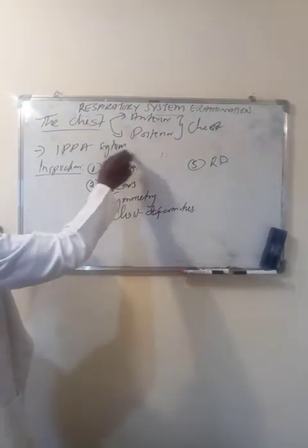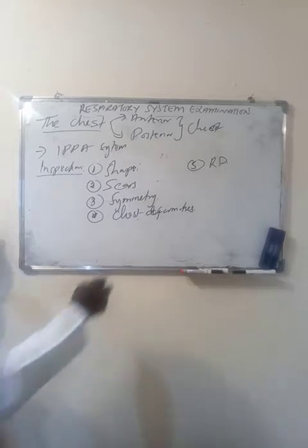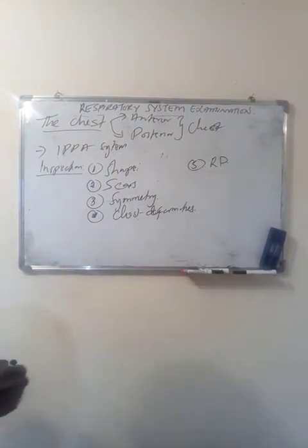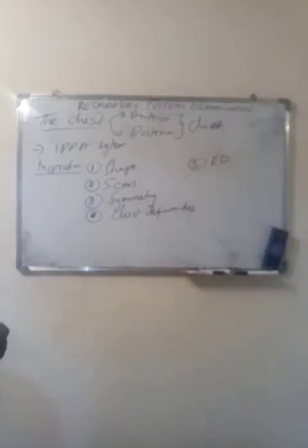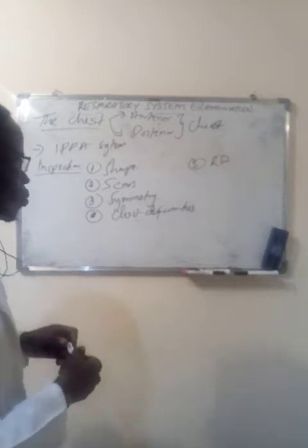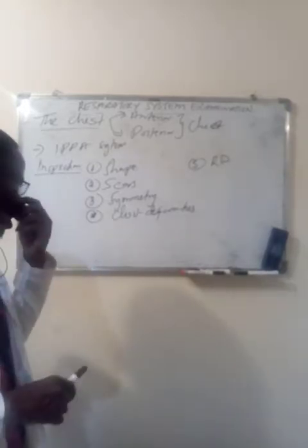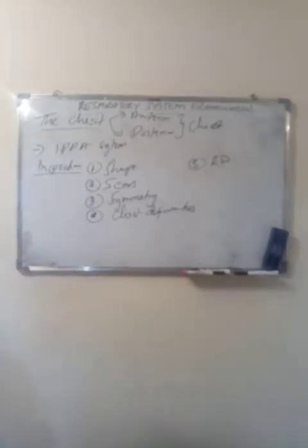So you look at the shape of the chest, and you also look for deformities. Under deformities you can have things such as scoliosis, kyphoscoliosis, and you can also have things such as pectus excavatum, and so on.